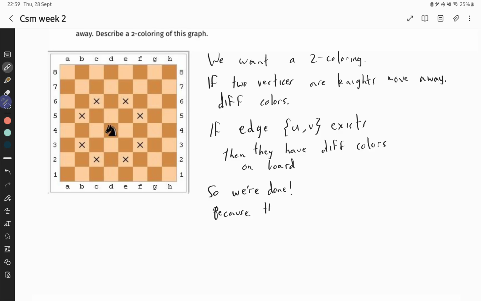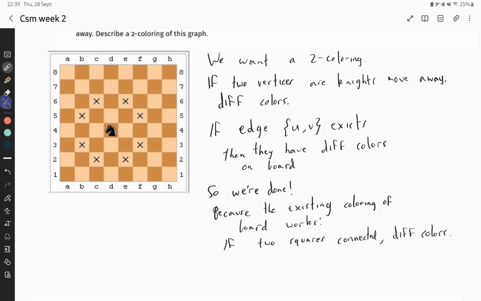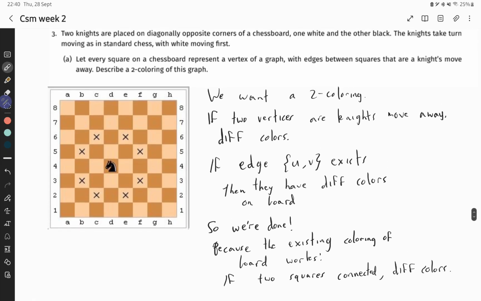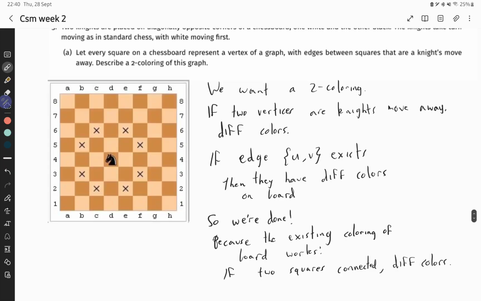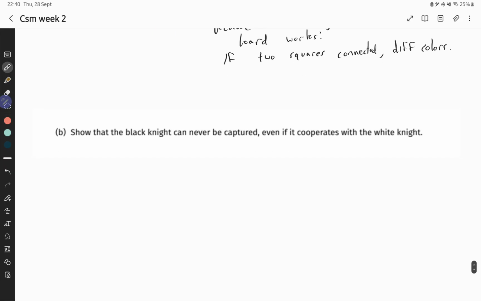Because the existing coloring of the chessboard works as a coloring for this particular graph. If two squares are connected, they have different colors. And in this case, by connected, we mean they're directly connected to each other by a knight's move, not like one is eventually reachable from the other. So that's the question. It's surprisingly tricky. Or well, not really, I lied.